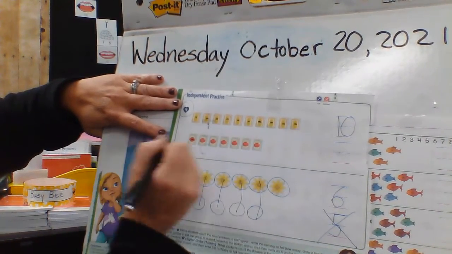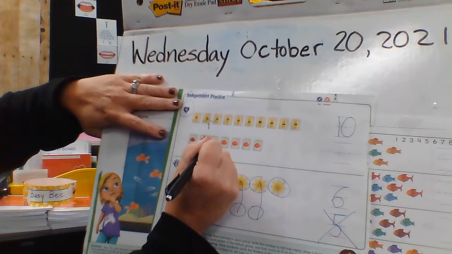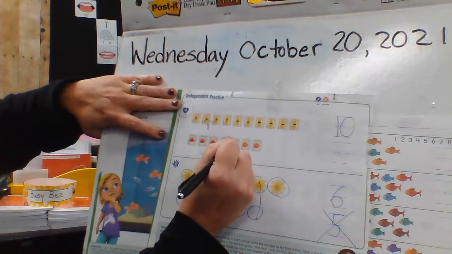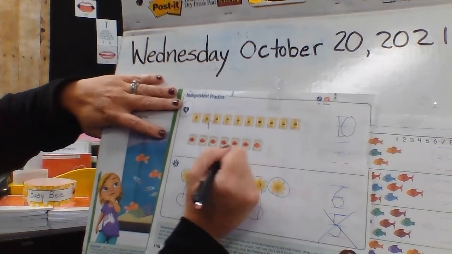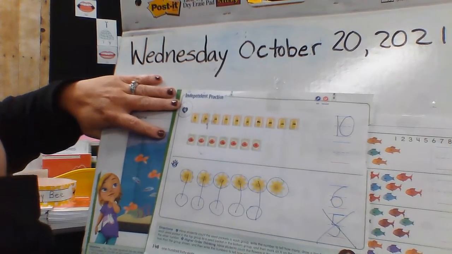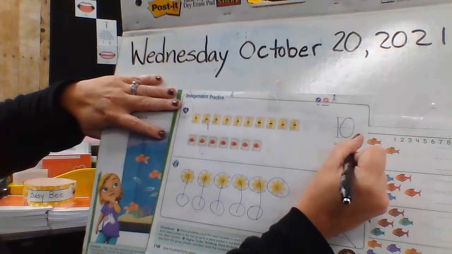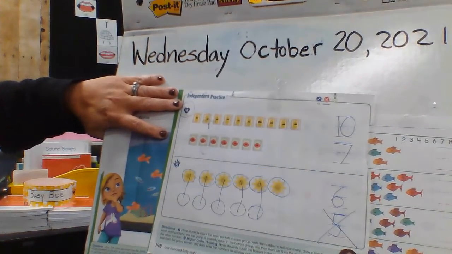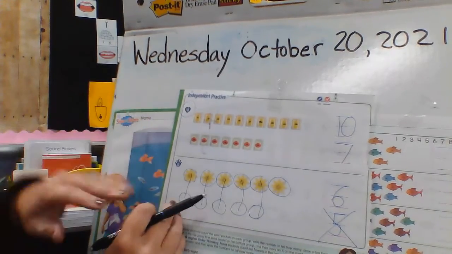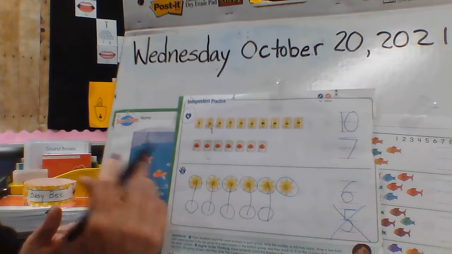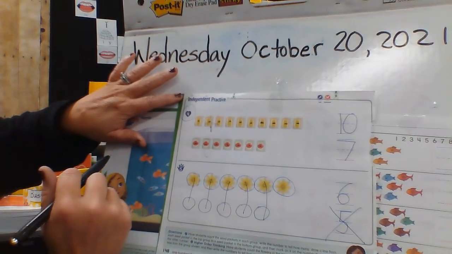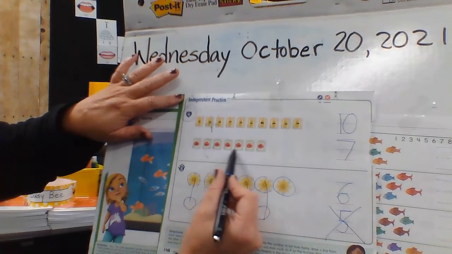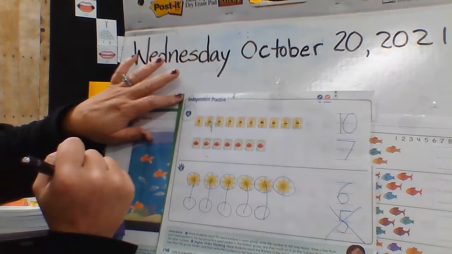Now I'm going to count my tomato seeds. 1, 2, 3, 4, 5, 6, 7. 7 tomato seeds. So I'm going to write 7. Okay, so I have 10 corn seeds and 7 tomato seeds. And they want us to put an X on the number that is less. Remember, less means the smaller amount. So if I have 10 corn seeds and I have 7 tomato seeds, which one is less?